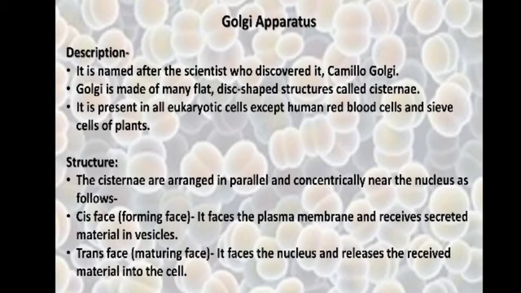In most eukaryotes, the Golgi apparatus is made up of a series of compartments and is a collection of fused, flattened membrane enclosed discs known as cisternae, which originate from vesicular clusters that bud off the endoplasmic reticulum. It is present in all eukaryotic cells except human red blood cells and sieve cells of plants.